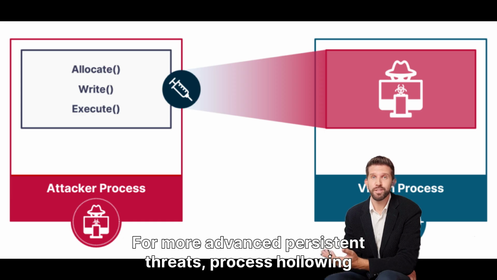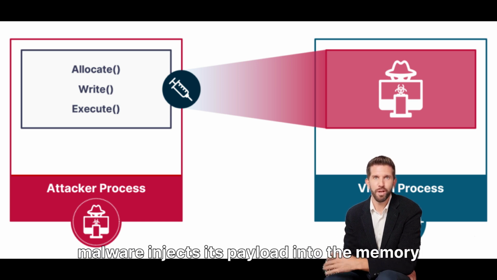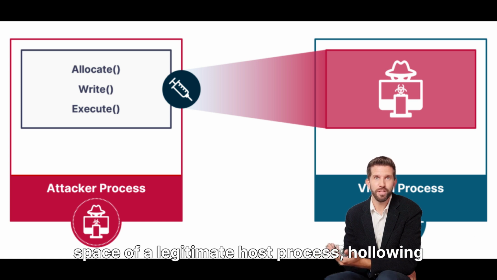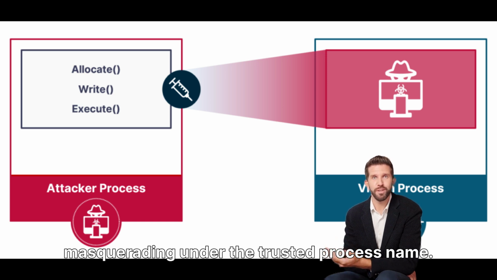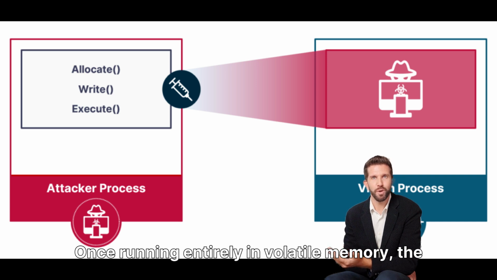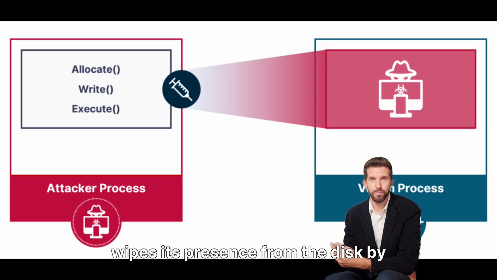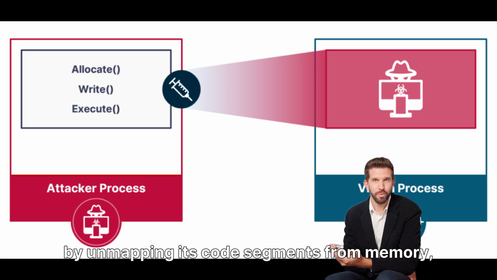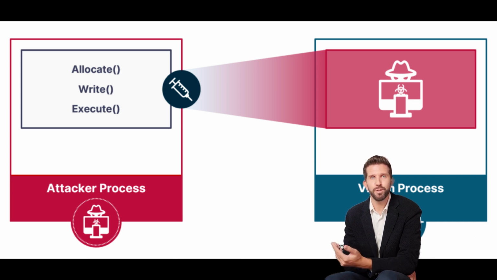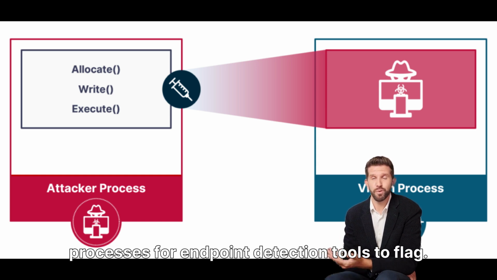For more advanced persistent threats, process hollowing represents a pinnacle of evasion, where the malware injects its payload into the memory space of a legitimate host process, hollowing out and replacing the original code while masquerading under the trusted process name. Once running entirely in volatile memory, the malware completes its objectives and then systematically wipes its presence from the disk by overwriting and deleting its dropper file, followed by unmapping its code segments from memory, resulting in zero-disk artifacts or running processes for endpoint detection tools to flag.